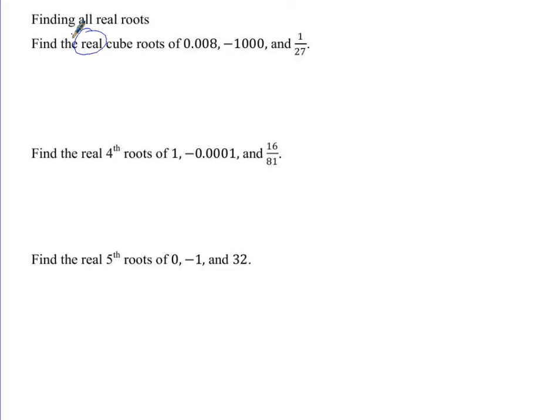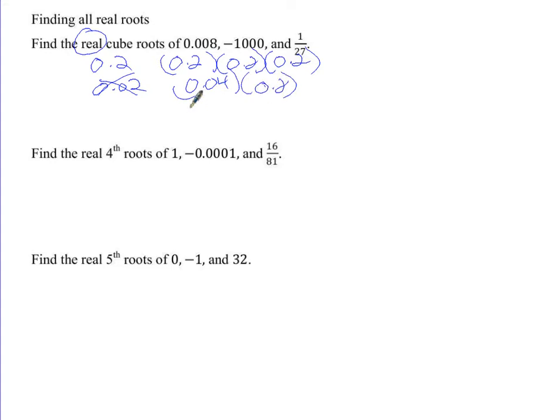What number times itself 3 times gives me 0.008 is the question. Is it this? Or is it this? It's the first one. It's 0.2. Why? Because 0.2 times itself gives me 0.2 times 0.2 is 0.04 times 0.2, which means I add another 0, and I get 0.008.